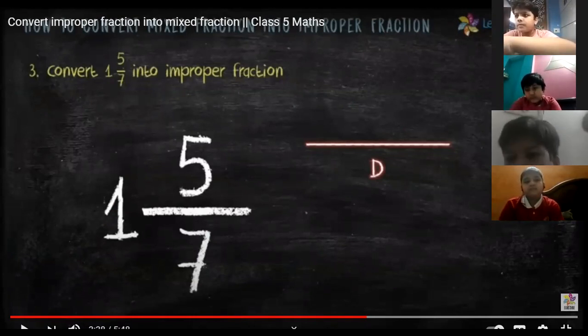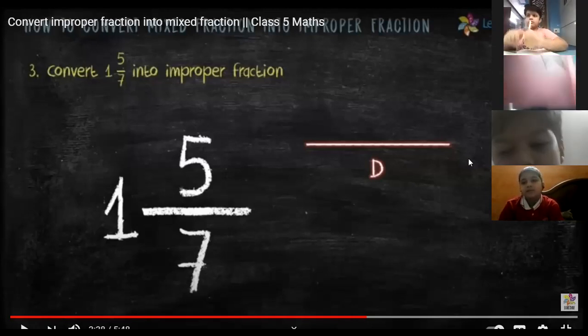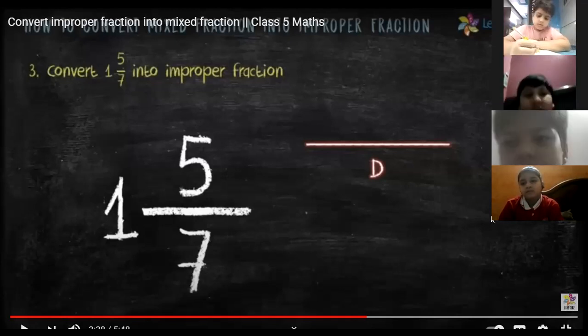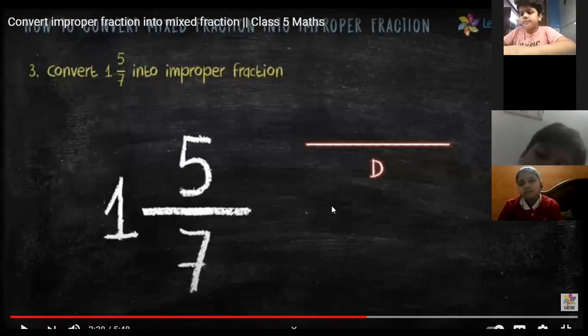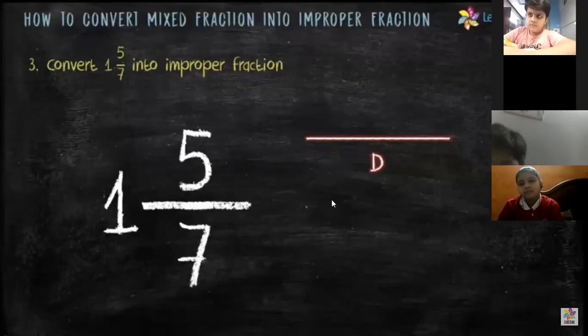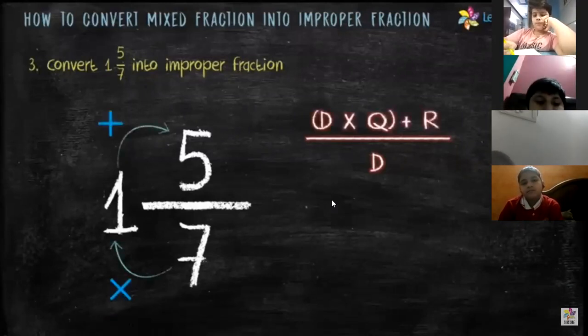Okay, beta. So directly you can write down 7 over here, because in the mixed fraction your denominator is 7. So you can write denominator as 7 in the improper fraction also. Now we are going to continue with the video. First let's write the denominator, which is 7. Now we have to find the numerator. To find the numerator, multiply divisor 7 with quotient 1 and then add remainder 5 to 8.